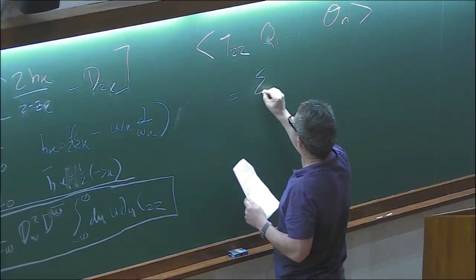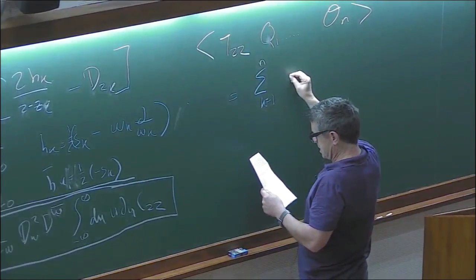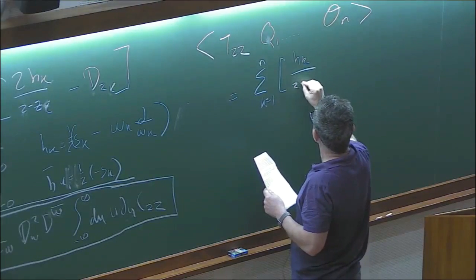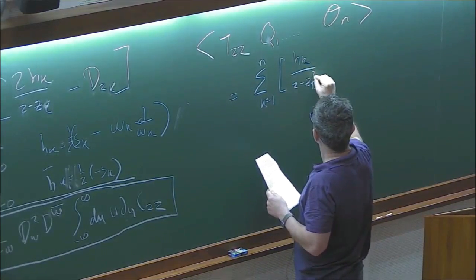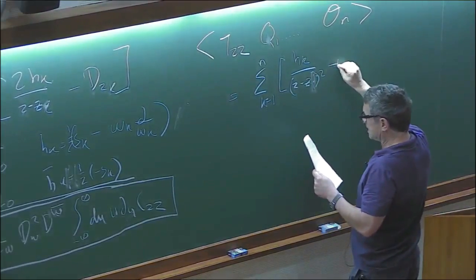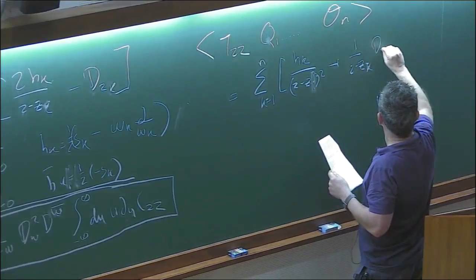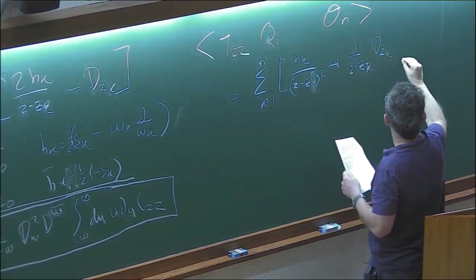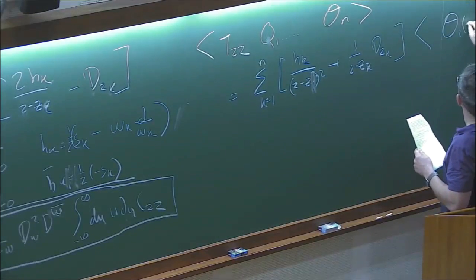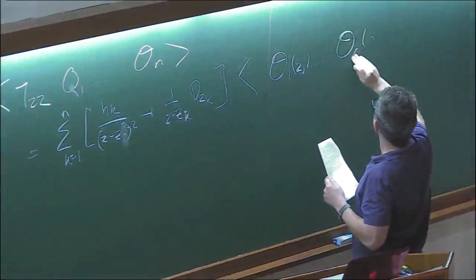T_zz O1 to On is equal to the sum from k equals 1 to n of h_k over z minus z_k squared, minus or plus 1 over z minus z_k, covariant derivative on the sphere d/dz_k of this same matrix element O1 z1 to On zn.